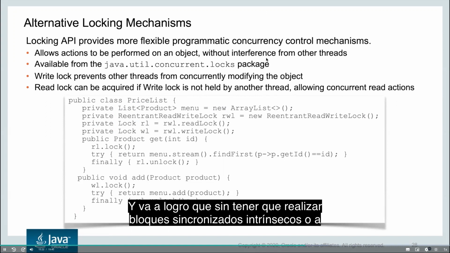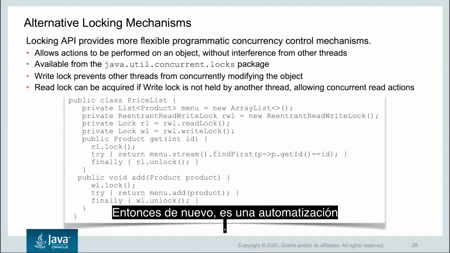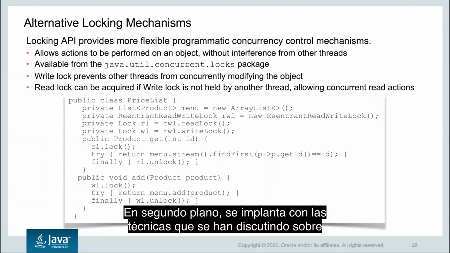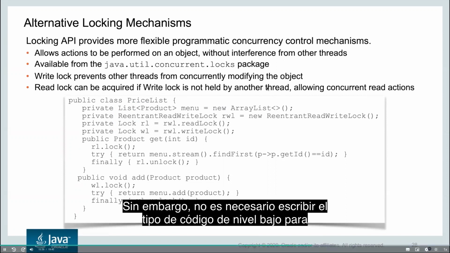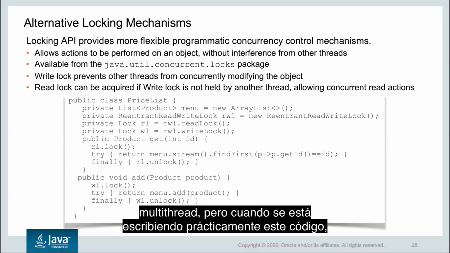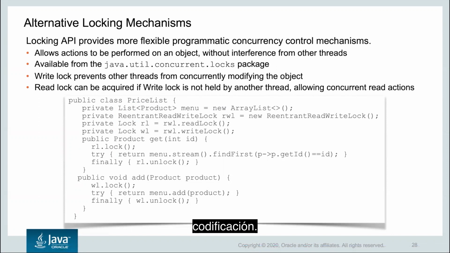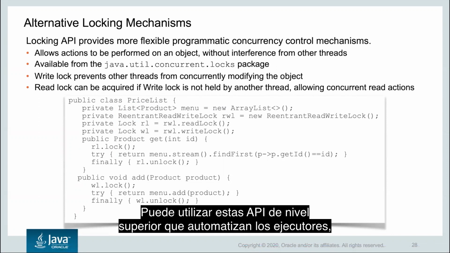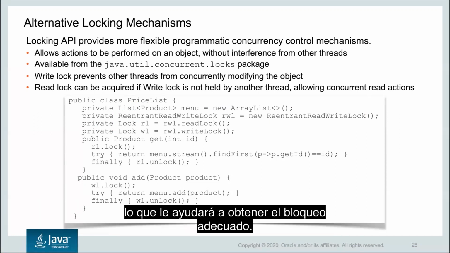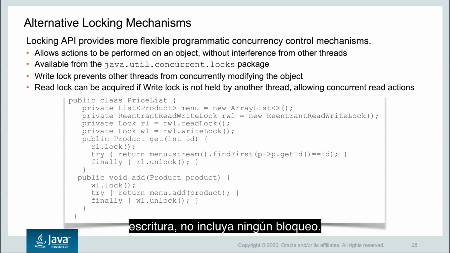And you're achieving that without having to do intricate synchronized blocks or wait and notify, yeah? That's much easier, really. So again, it's an automation. Behind the scenes, it's implemented with the techniques we've been discussing throughout this lesson, but you don't need to write low-level code to achieve it. You still need to understand the principles of how multi-threading generally functions. But when you practically write this code, you really don't have to get into this low level of coding. You can use these high-level APIs that automate the executors, that help you achieve appropriate locking, or even in some occasions, like this copy-on-write technique, get away without any locking at all. Yeah. So, okay, there you go.